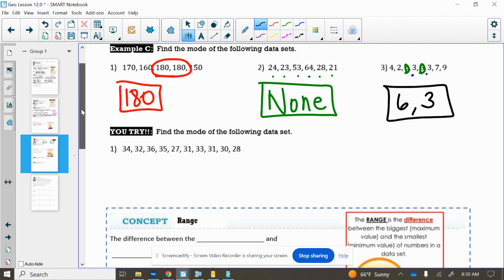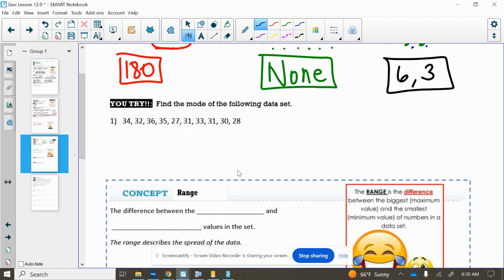So you try the next one out of this set of data. What is your mode?